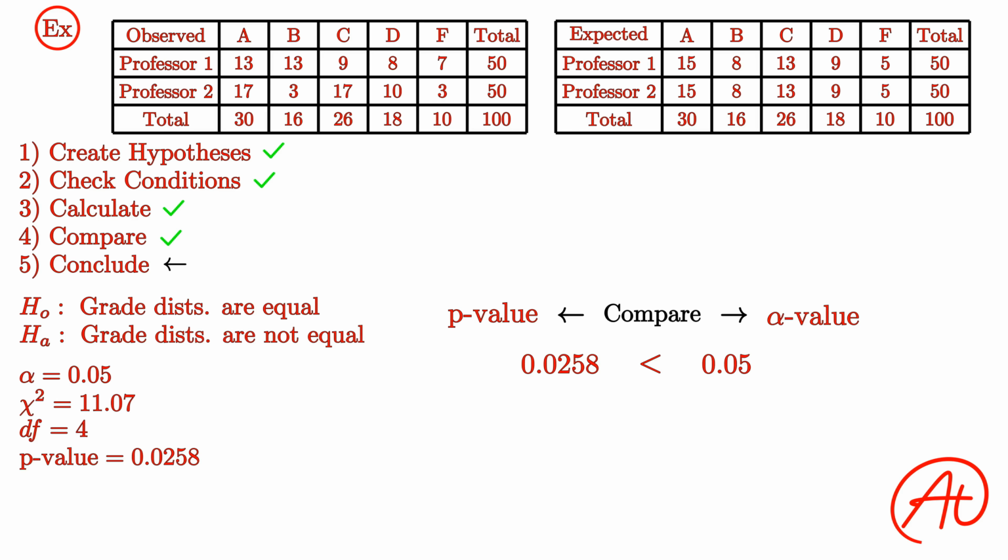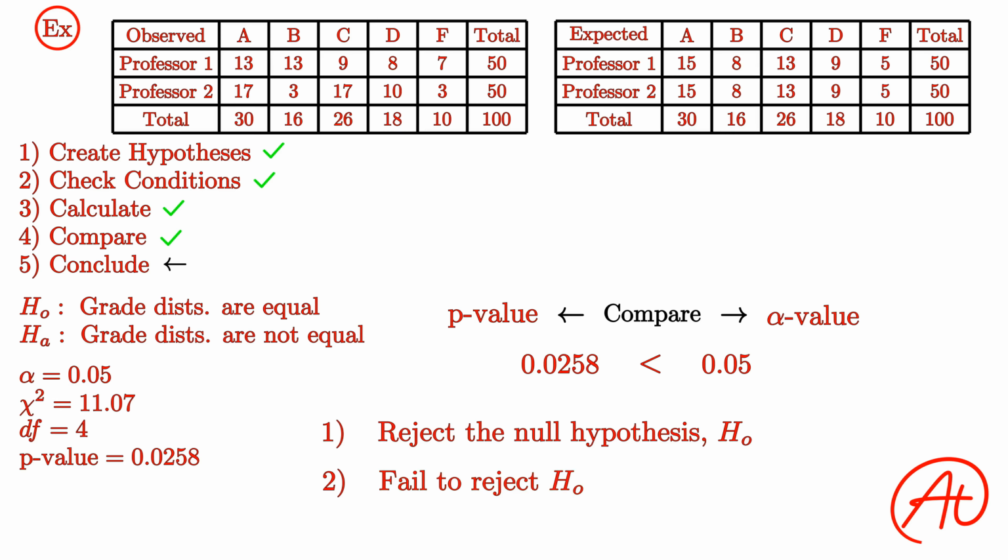Okay, great. Now that our comparison is done, we can move on to our last step, conclude. If you recall, there are only 2 conclusions you can make for hypothesis testing problems. We can either reject the null hypothesis in favor of the alternative hypothesis, or we can fail to reject the null hypothesis. To know when to make each conclusion, I like to remember the saying, if p is low, reject H0. That means that if our p-value is low, aka lower than our alpha value, we should reject H0, the null hypothesis. If the p-value is greater than the alpha value, we would fail to reject the null hypothesis.